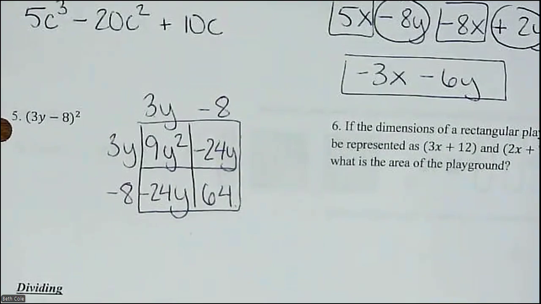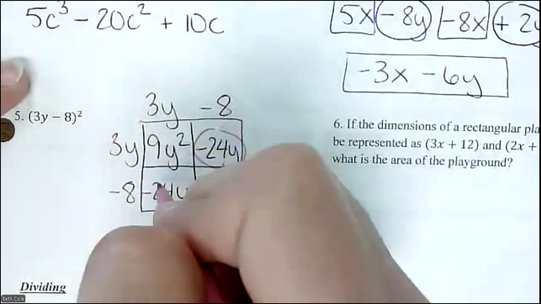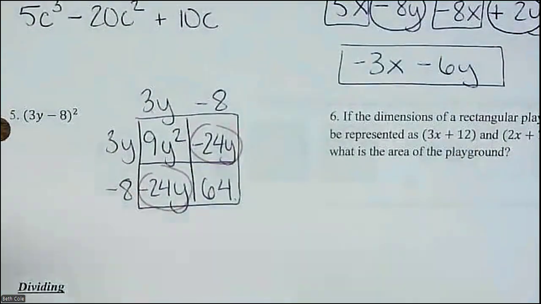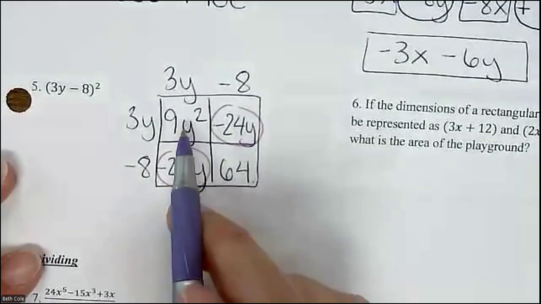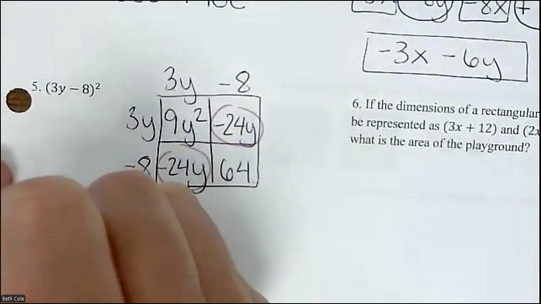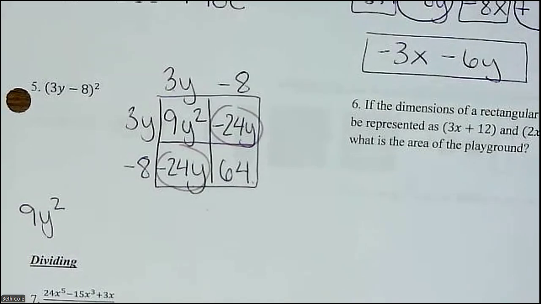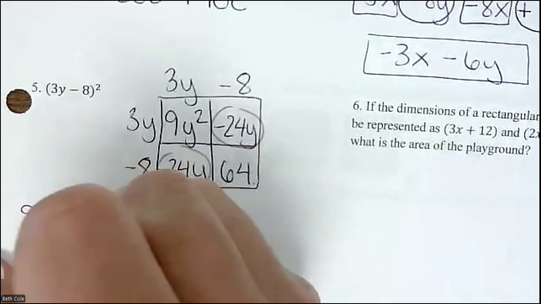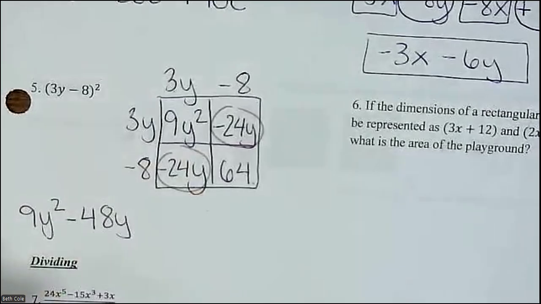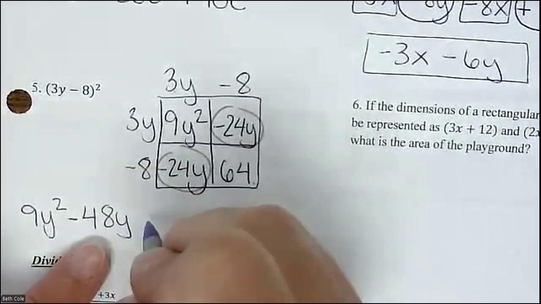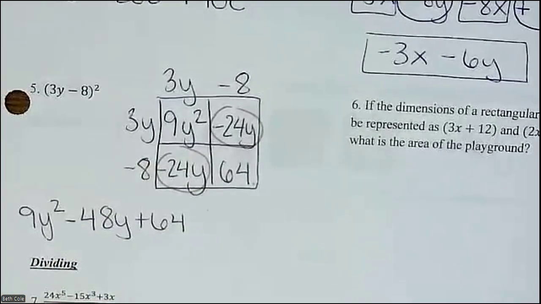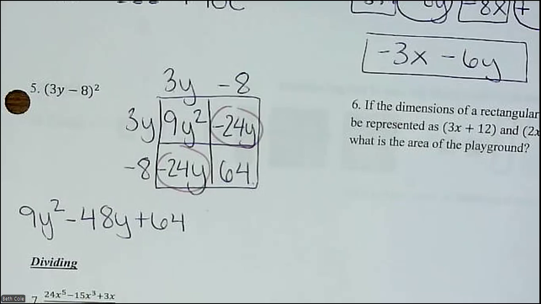You've done everything correctly. Your diagonals should go together. And so your final answer is 9y squared. Now you have -24 and -24. -48. Good job. Y. And then plus 64. So that's your final answer. Good job. You guys did it.